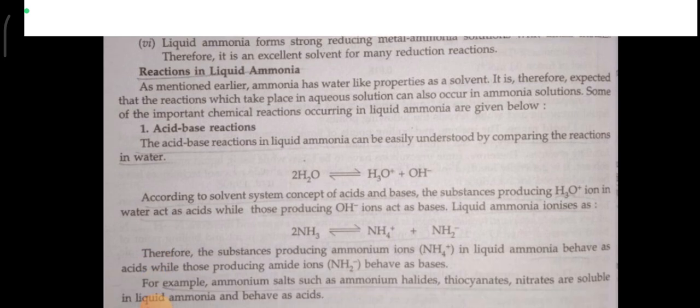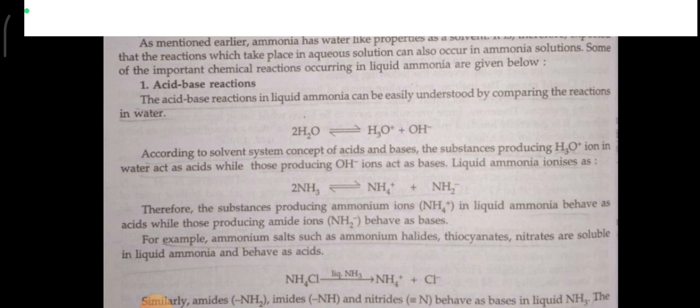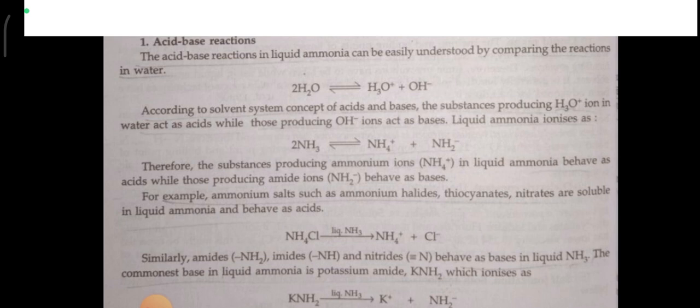Acid-base reaction. The acid-base reaction in liquid ammonia can be easily understood by comparing it with the reaction in water. According to the solvent system concept of acid and base, the substance producing H3O+ ion in water acts as an acid, while those producing OH- ion act as a base. Liquid ammonia ionizes as NH4+ and NH2-. Therefore, the substances producing ammonium ions NH4+ in liquid ammonia behave as acids, while those producing amide ion NH2- behave as bases.